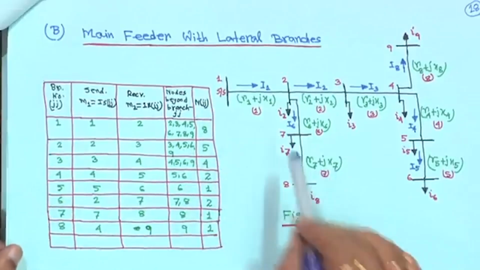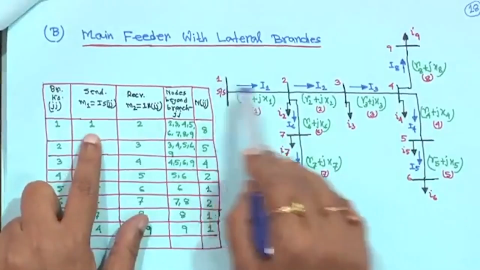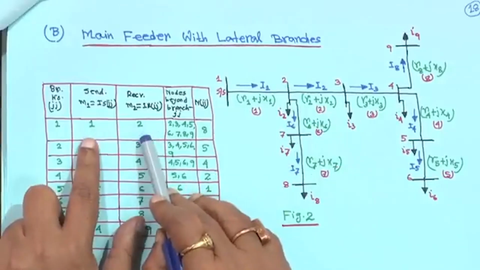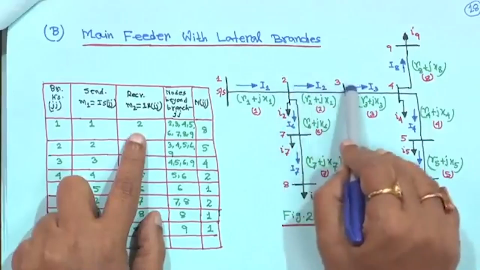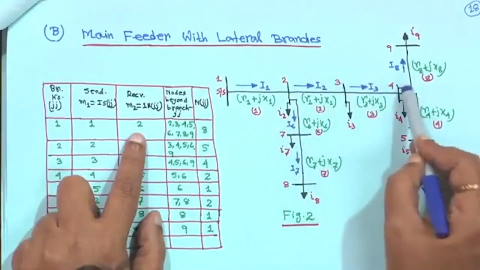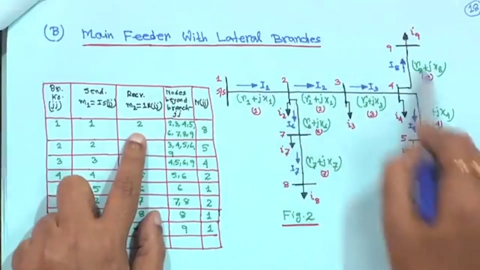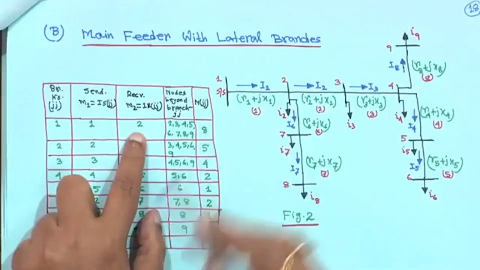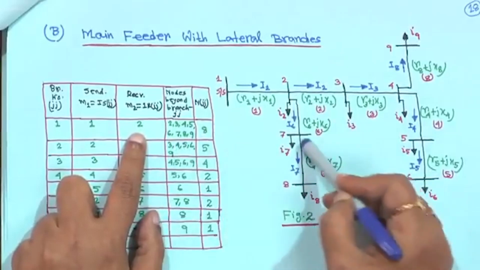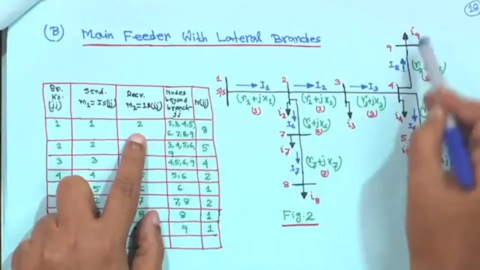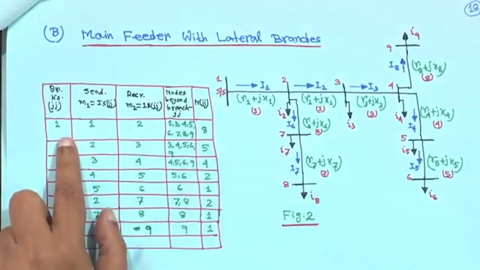Look how it is. Consider branch 1, that is JJ equal to 1: the sending end is 1 and the receiving end is 2. How many nodes are there beyond this branch? I am just counting 1 2 3 4 5, this is 6, this is 7, this is 8. Beyond this branch 8 nodes are there, so I am putting 8. And what are those nodes? 2 3 4 5 6, then 7 8 and 9. These are the nodes beyond branch 1.